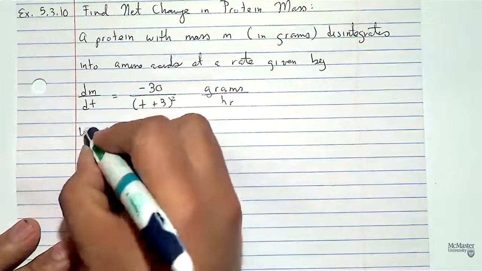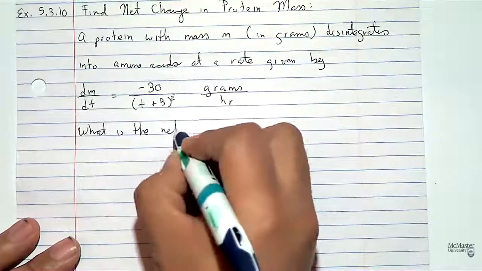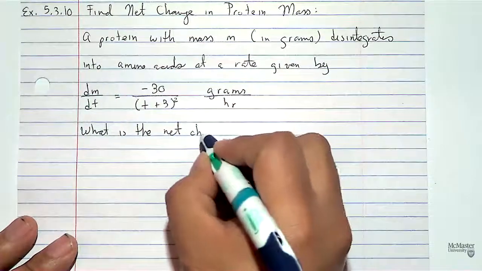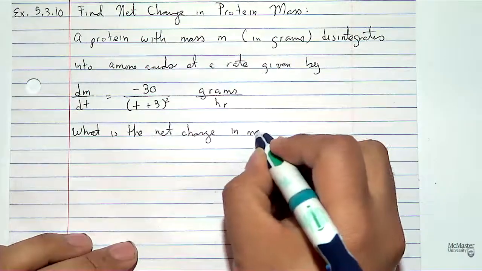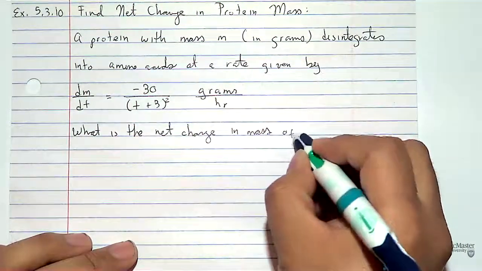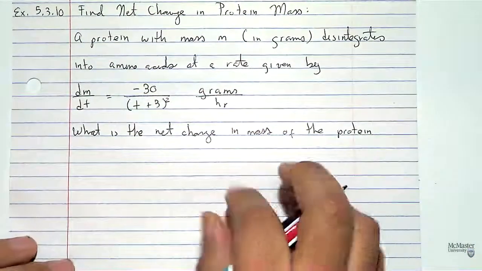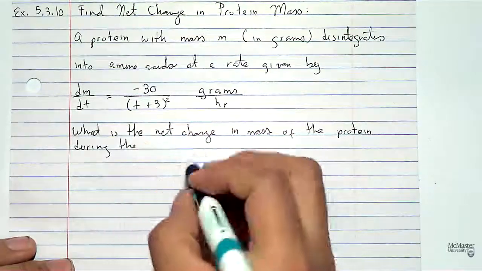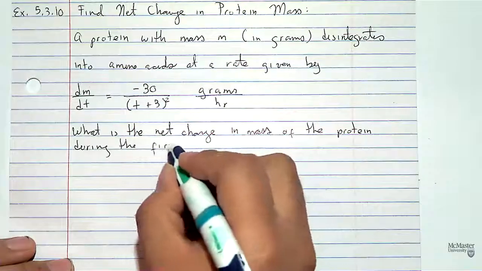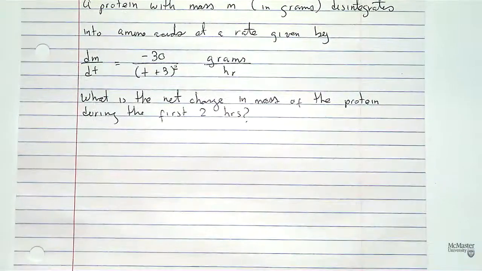So the question is, what is the net change in mass of the protein during the first two hours? Okay, so you want the total change again.